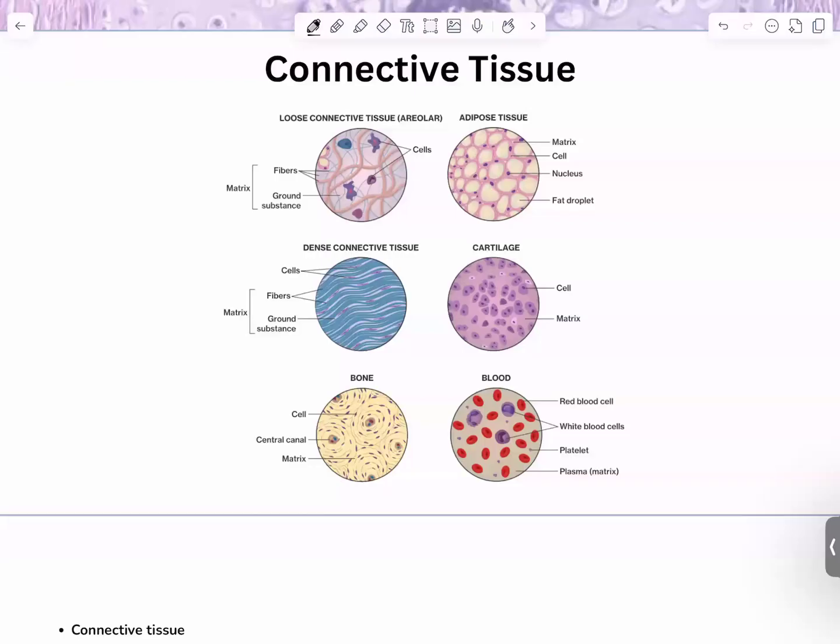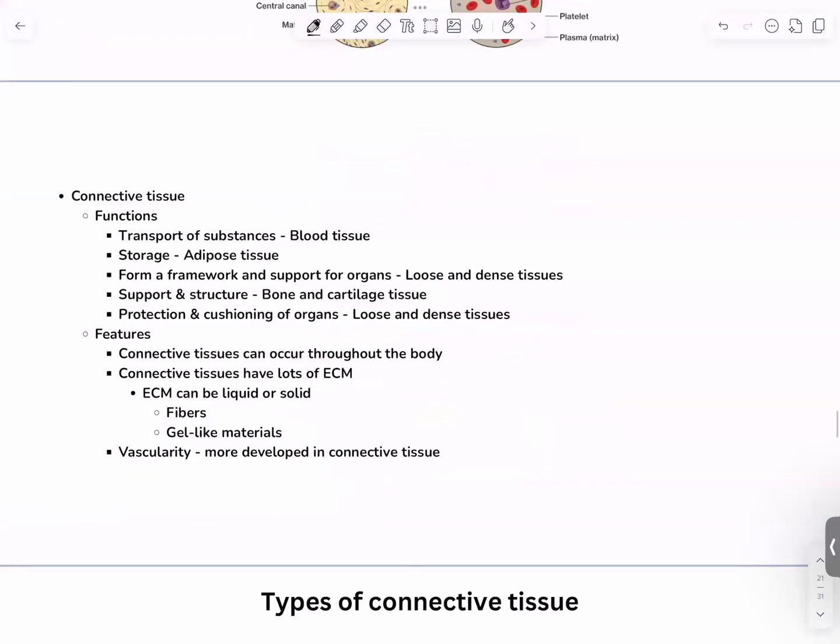But before going to discuss each type, like epithelial tissue, let's discuss features. So functions of the connective tissue. For example, when we look at the blood, what is the function of the blood? Blood is transporting something, right? What is that something? Substances. It could be hormones, it could be proteins, it could be some harmful lipid molecules, it could be many things. So one of the functions of the connective tissue, transporting the substances, is specific for blood tissue.